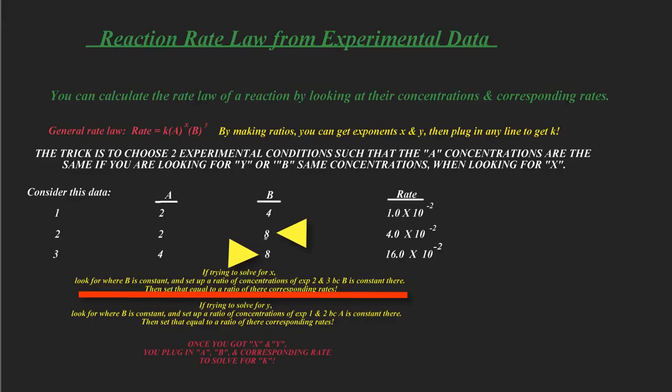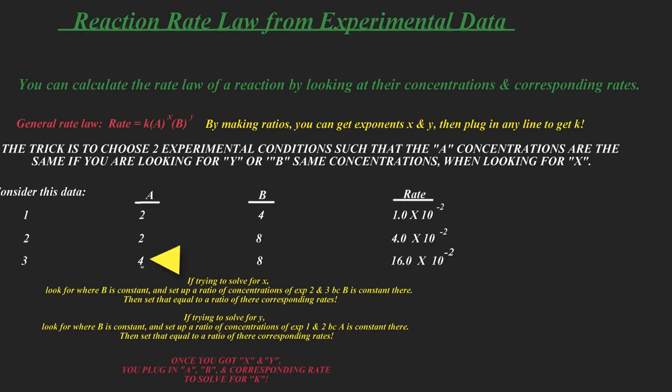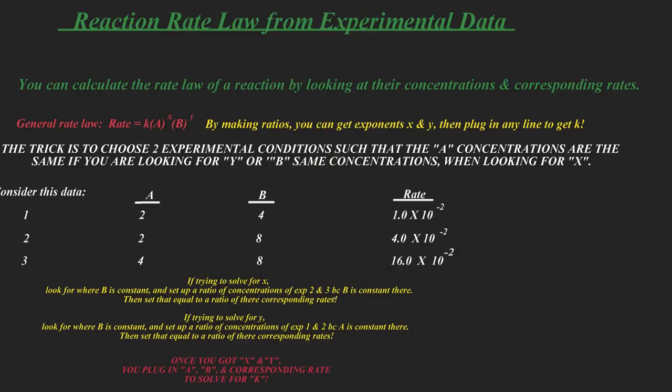And then what I do is I set a ratio of the concentrations of A, so in this case 4/2, and then set a ratio of their rates. It'll be (4/2) raised to the x equals 16 times 10 to the negative 2 over 4 times 10 to the negative 2. When you do that, you can solve for x.